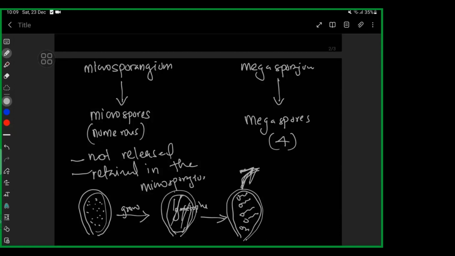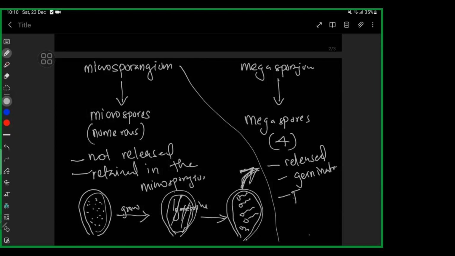So the female part is, there are four megaspores, right? So the 4 are released. They are released to the external environment and they are germinating into a female gametophyte. Right? They are developing into a female gametophyte. It is multicellular, surrounded by a thick wall with a few rhizoids. Photosynthetic but partially dependent on the stored food in the megaspore.